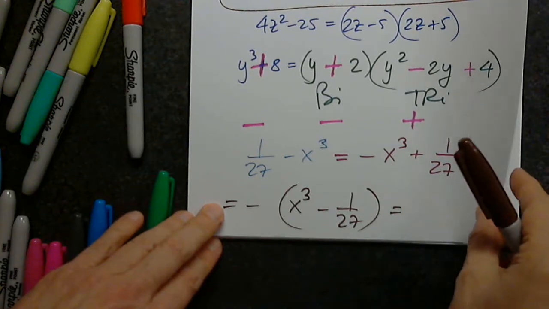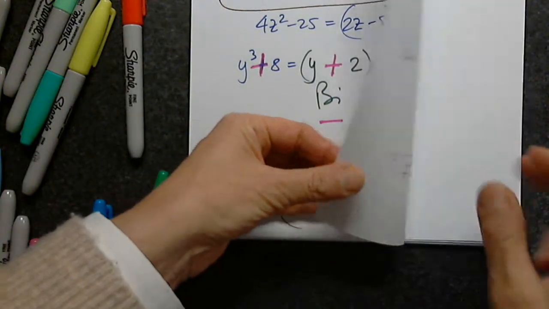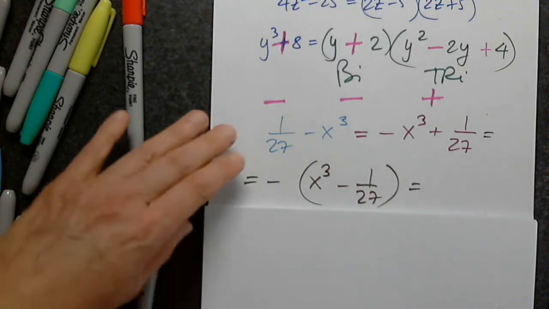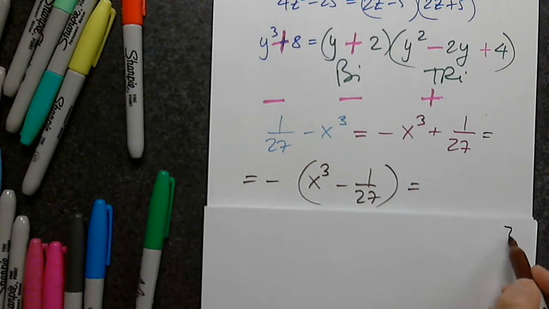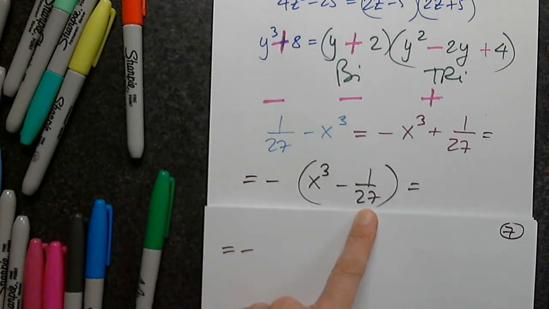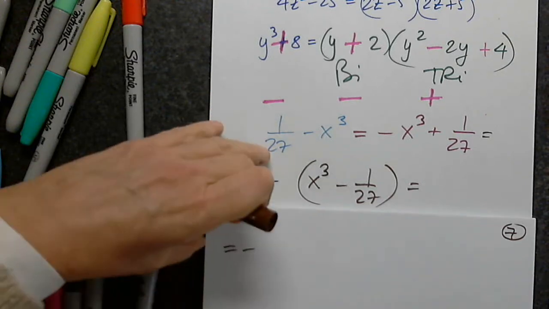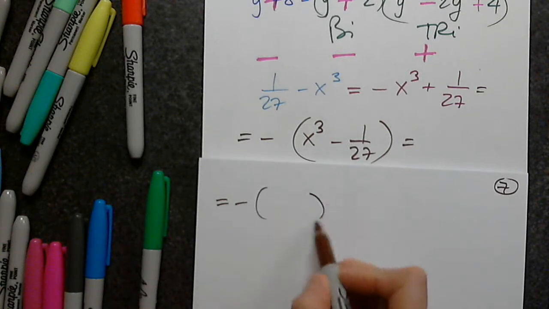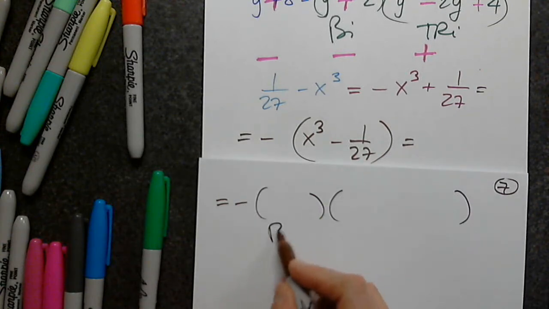There are 2 special products with binomials that have a positive, and 2 of those that have a negative or a difference. Which of these will you look at? The difference of cubes. Do you all agree with the difference of cubes? Because there is nothing I can square to get x cubed, and there is nothing I can square to get 1 over 27. So it must be a difference of cubes. Once you say the difference of cubes, what will you prepare then? A binomial times a trinomial. Excellent.